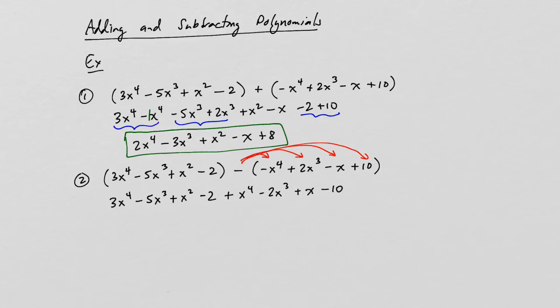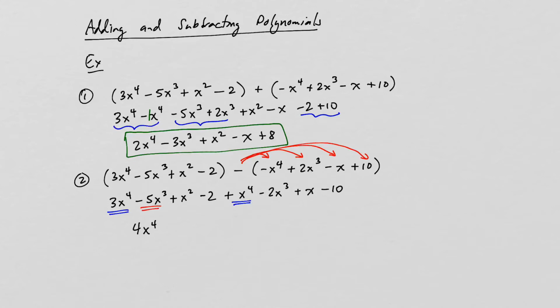And then we're going to combine like terms once again. This time, I'm not going to reorder the terms. I'm going to leave it like this, and I'll just underline the like terms. So 3x to the fourth is a like term with 1x to the fourth. And when we add those together, we get 4x to the fourth.